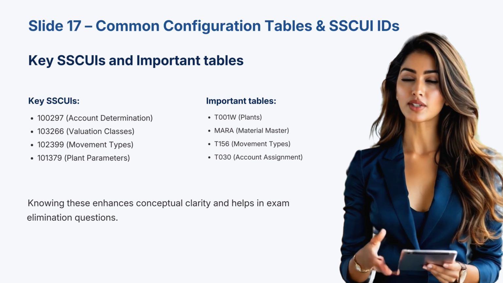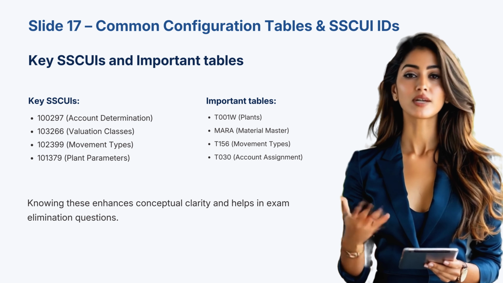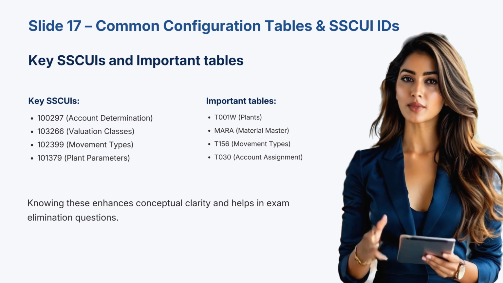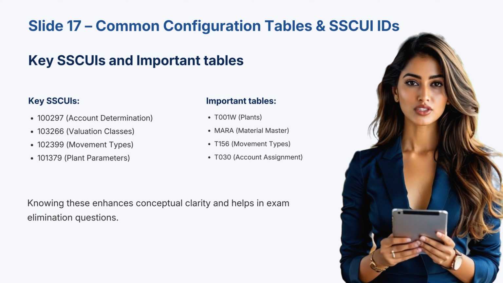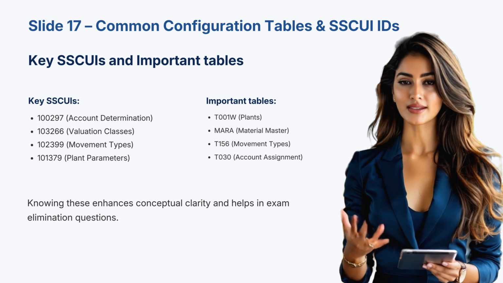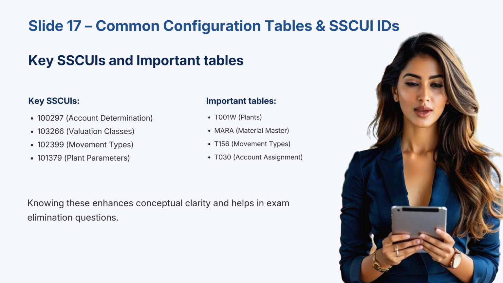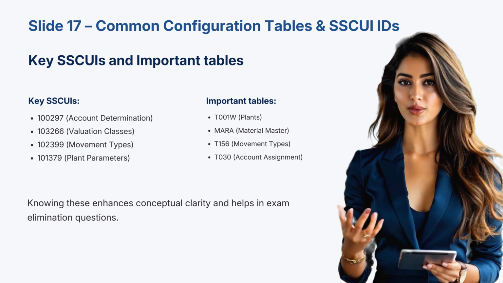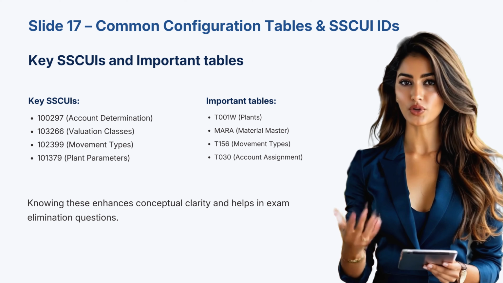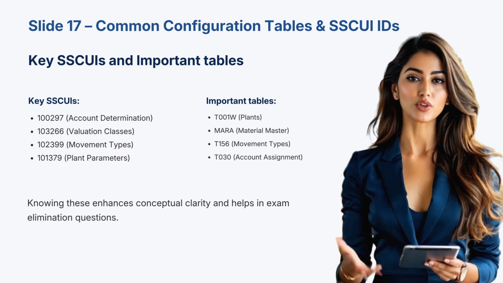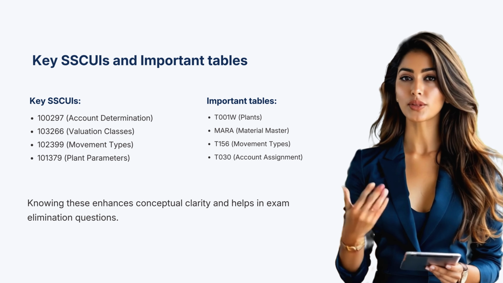Configuration tables and SSCUIs. Remember key SSCUI IDs: 100297 for account determination, 101379 for plant parameters, 102399 for movement types, 13266 for valuation class mapping. Tables MARA, T001W, T156, and T003 are must-know references. They link configuration logic to master data relationships.